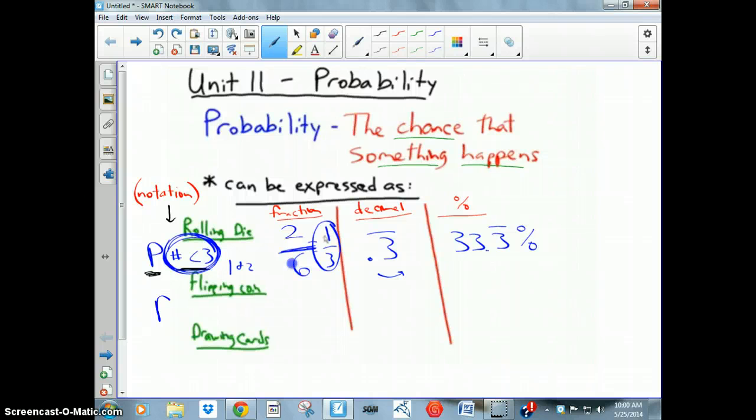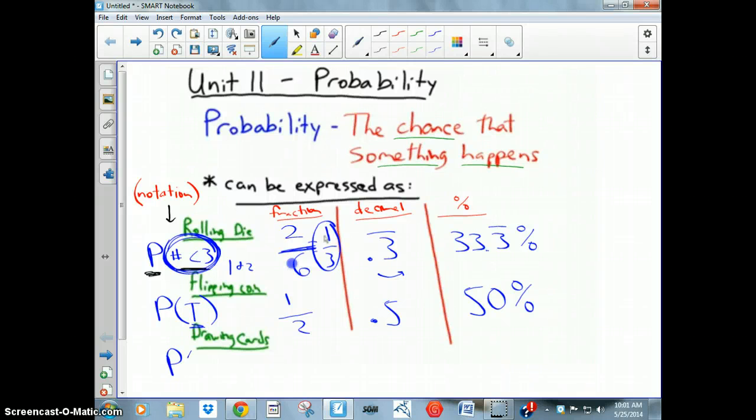Flipping a coin. What's the probability that you get tails? That's what the notation would look like. T for tails. Obviously, we all know there are 2 total outcomes on a coin, and only one way you can get tails. So the probability is a half. The decimal, obviously for a half, is 0.5, and if we move the decimal 2 to the right, that is a 50% chance that we can flip tails.